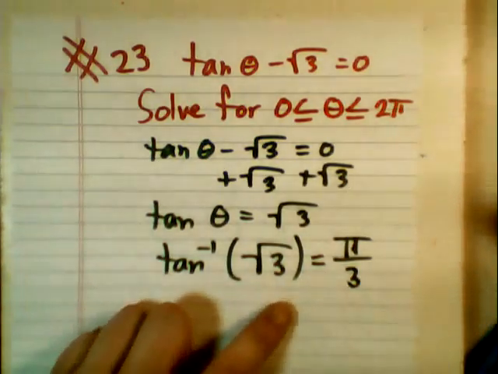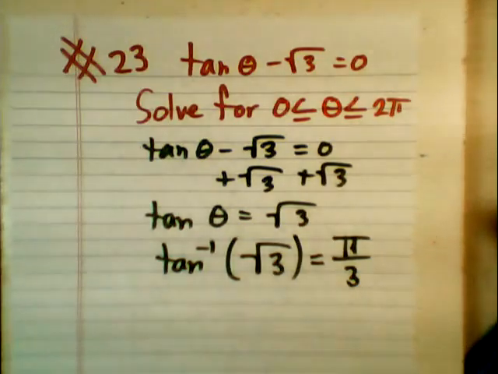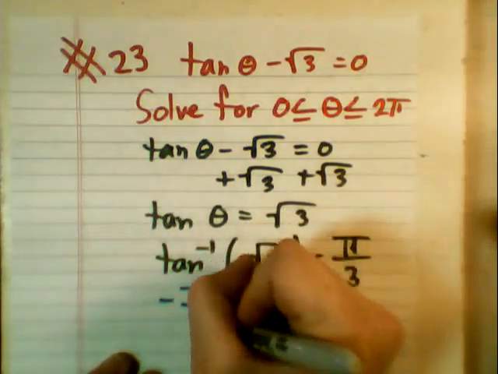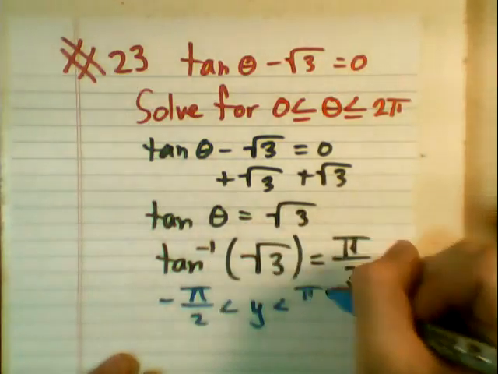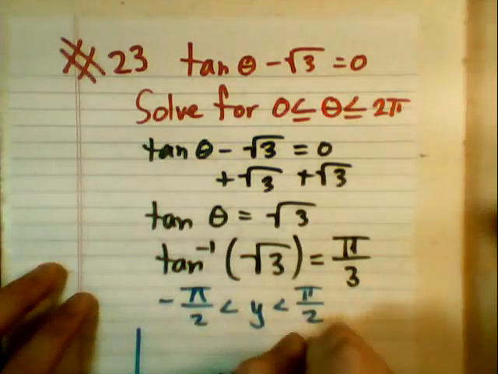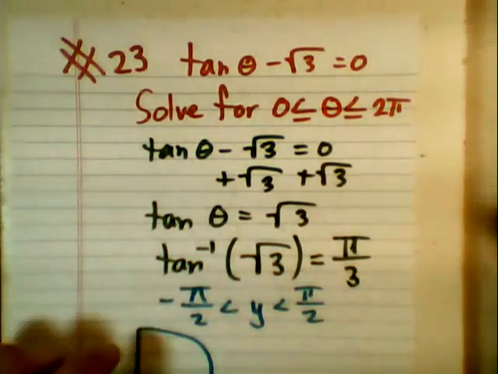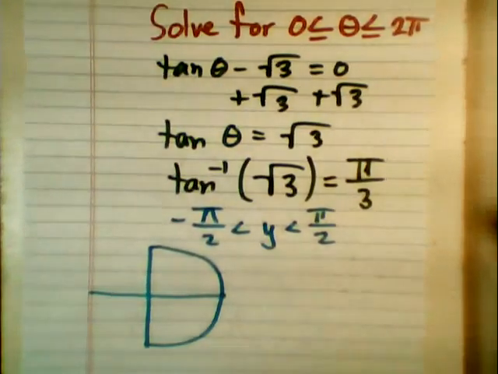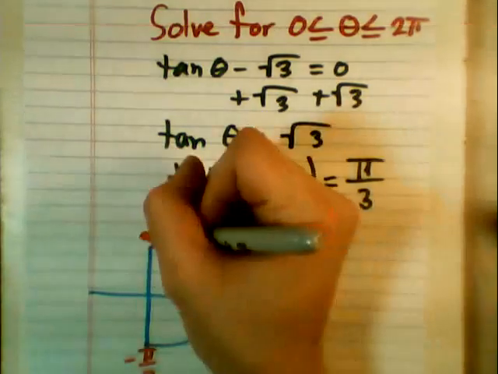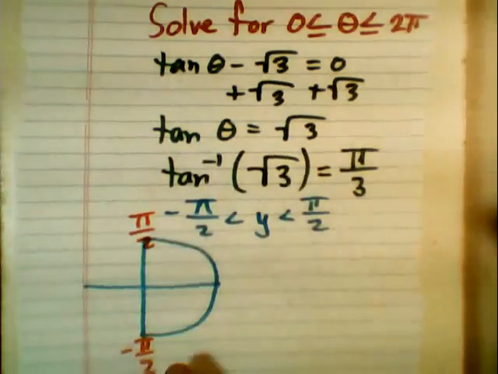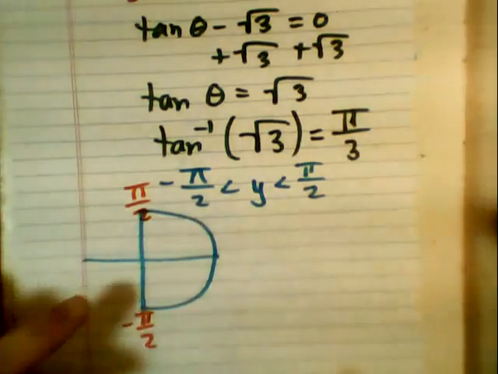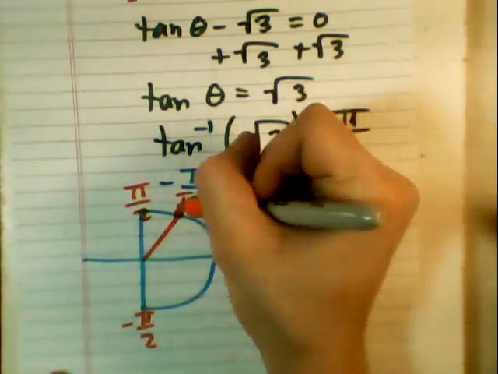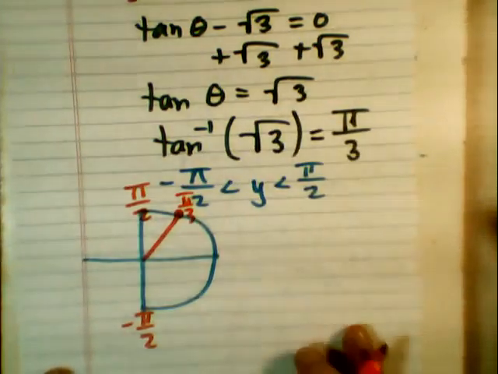But that's not it, because tangent inverse has a restriction. It's restricted to negative pi over 2 is less than y, which is less than pi over 2. So basically, it only finds values in quadrant 1 and quadrant 4, because this is pi over 2, and this is negative pi over 2. So when you type this in your calculator, and you get pi over 3, which is up here, there's another value out there that you have to find.